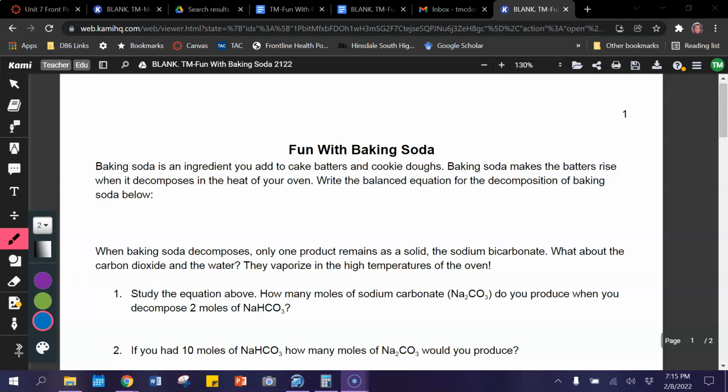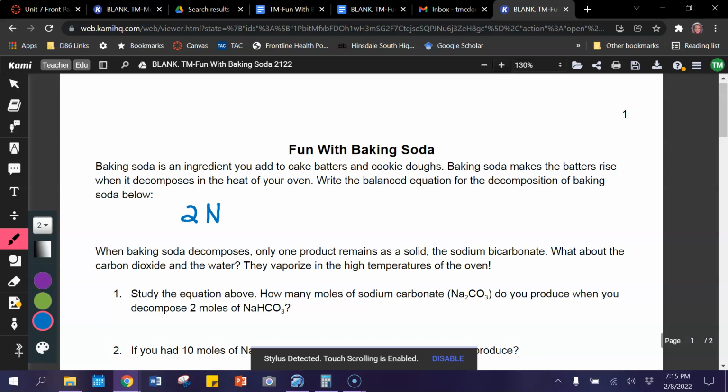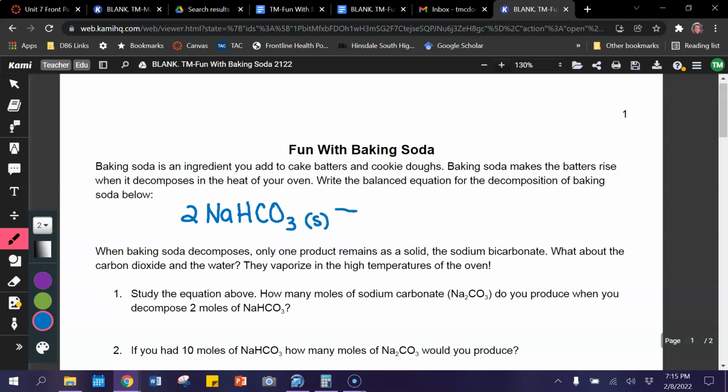So our balanced equation is 2 moles of sodium bicarbonate, and this is a solid, decomposes to form sodium carbonate, which is also a solid, plus carbon dioxide, which is a gas, plus water, which is actually water vapor and also a gas.